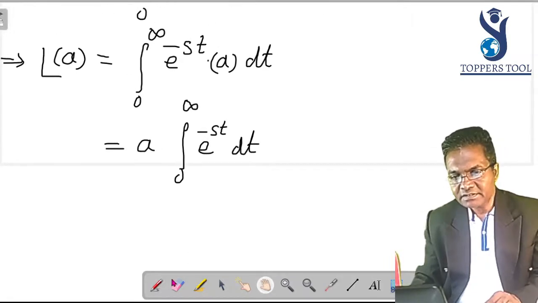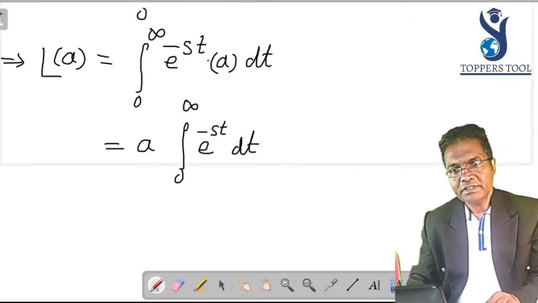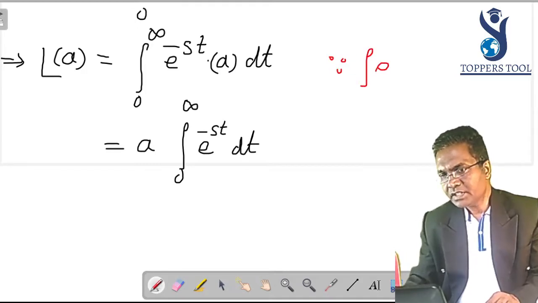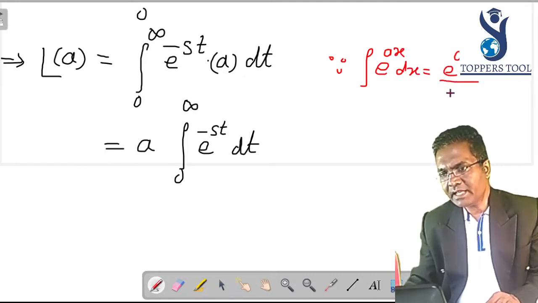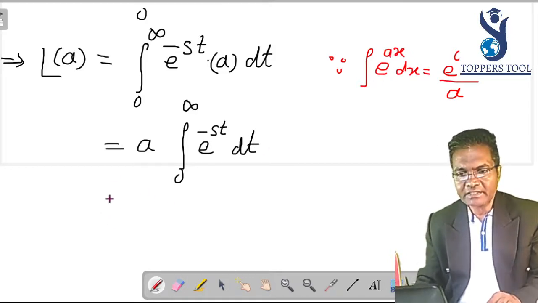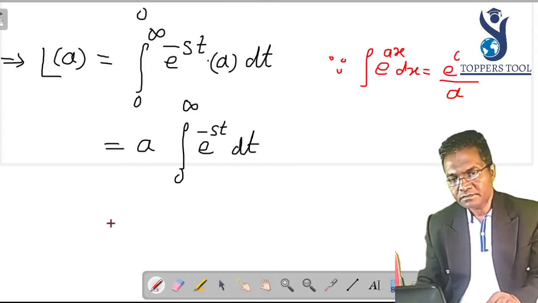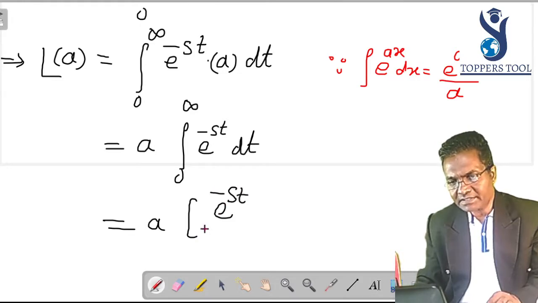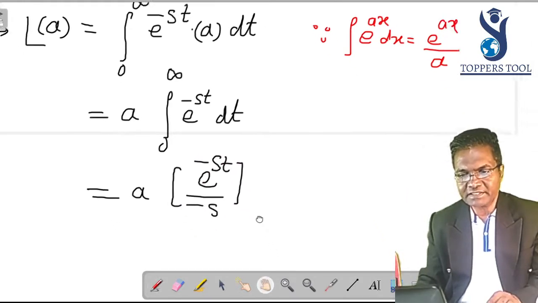And you know the integration of, remember this, if you don't know, integration of e power ax with respect to x is e power ax by a. Okay, so use that. A into integration of e power minus st is e power minus st by minus, yes, the coefficient of t is minus here. Okay.